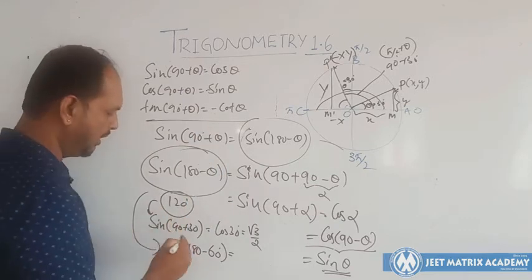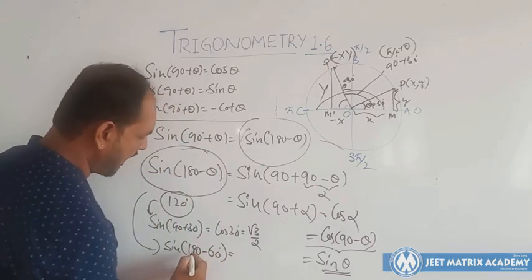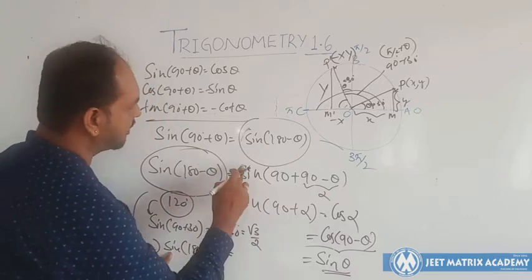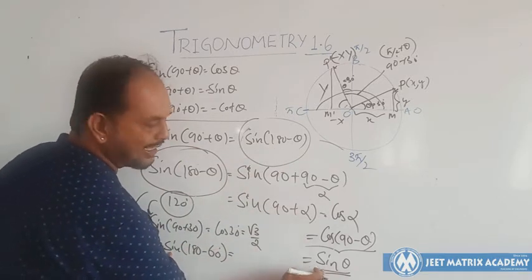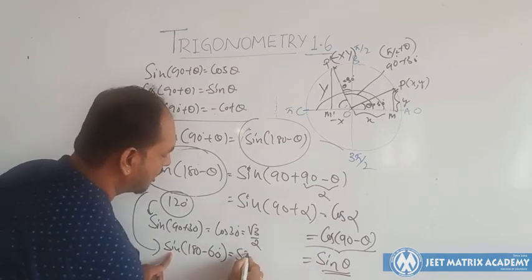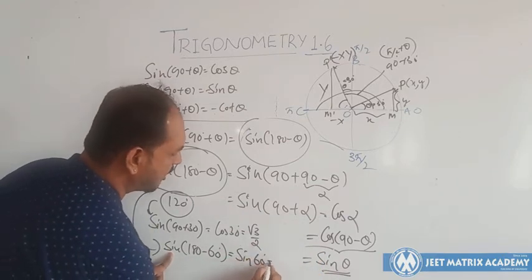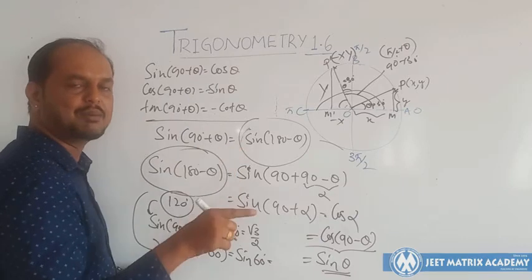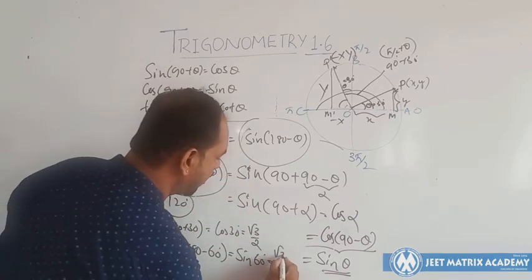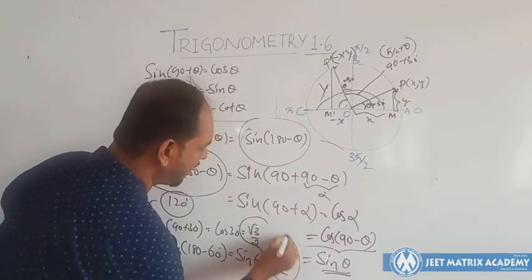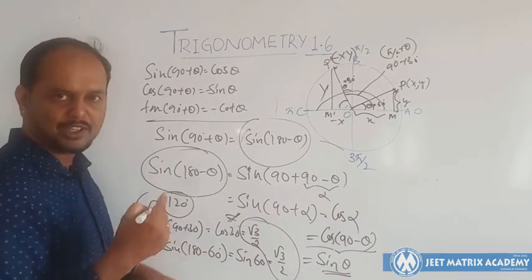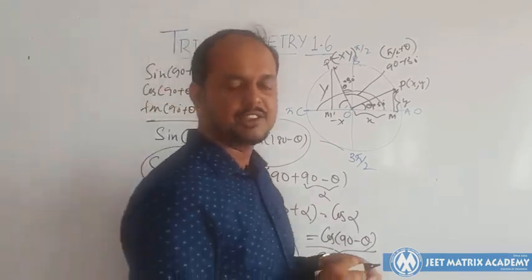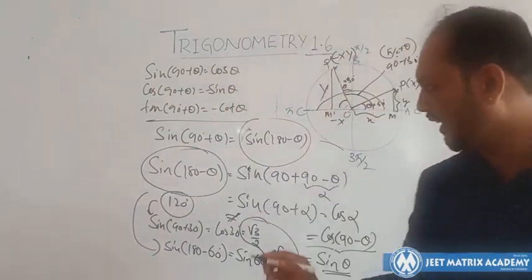Now 180 minus 60 is also 120, am I right? So sin of 180 minus theta is sin theta. Sin 60, what is sin 60? Sin 30 is 1 by 2, sin 60 is root 3 by 2. Both answers are the same. Hope you got what I am trying to explain. Okay, so this way you got a second result.